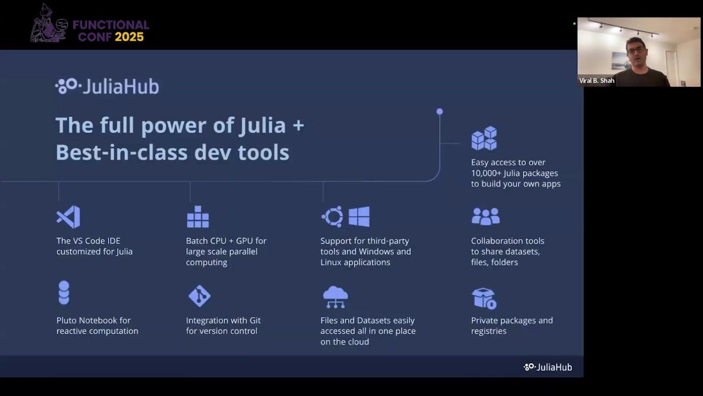All of this runs on JuliaHub, which is our cloud platform that runs Julia, along with which we provide a VS Code IDE, batch CPU, GPU, the ability to run third-party software in Windows and Linux, notebooks using Pluto, full integration with Git for version control, files and data sets that are versioned, and the ability to develop private packages in addition to all the packages you build. And all of this can be deployed on the cloud or on-prem.